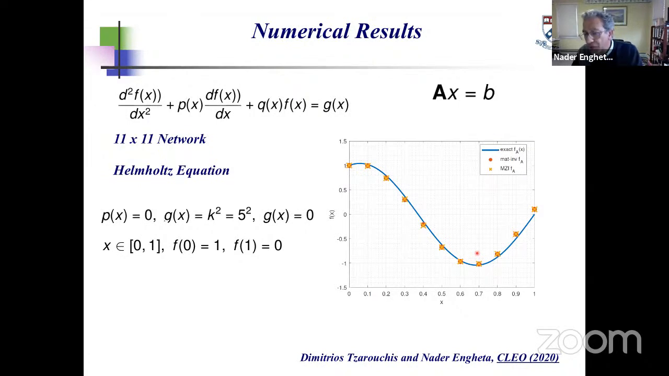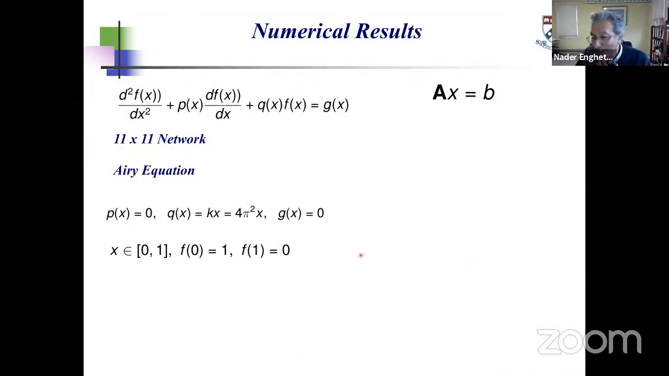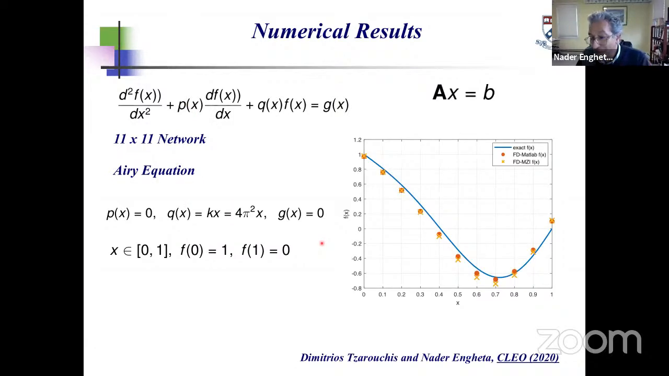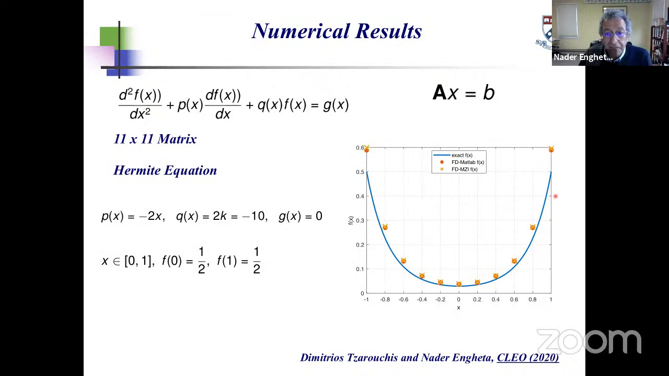But of course, the Helmholtz equation, we're all very familiar with. Let's make it a little bit more complicated. How about the Airy equation? Well, the Airy equation, of course, has non-constant coefficients. This one, again, if you compare the exact result with the MATLAB generated result and with the simulation result from our MZI, that's what you get. And then even the Hermite equation.